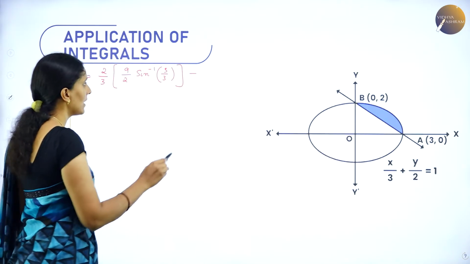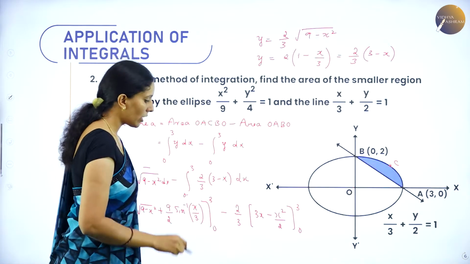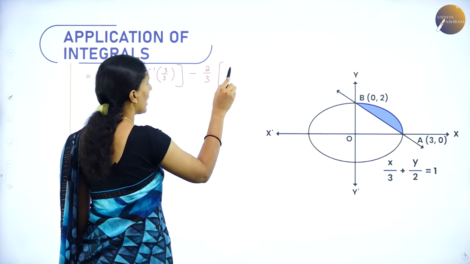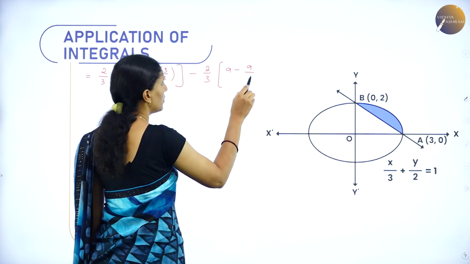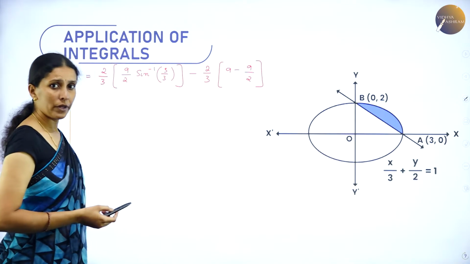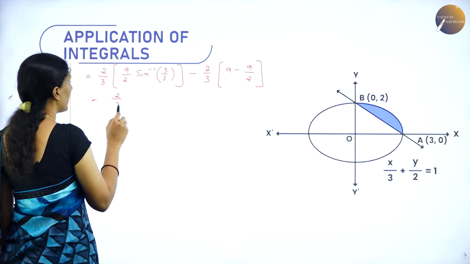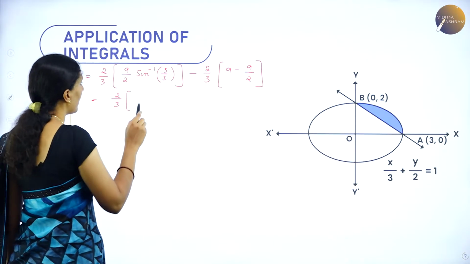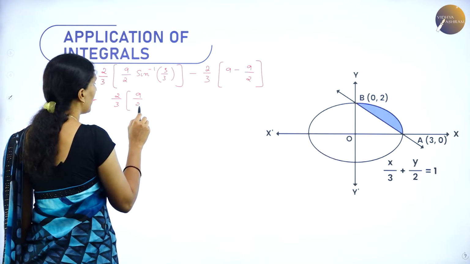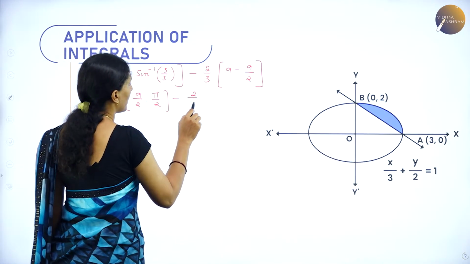Next, minus, again we have 2 by 3. Let us apply the limit only for 3. 3, 9 becomes. So, next we have 3 square, 9 by 2. So, if you put it for 0, it completely becomes 0. Now, here we have 2 by 3. Sine inverse 1 is nothing but pi by 2. So, therefore, 9 by 2 into pi by 2 minus 2 by 3.